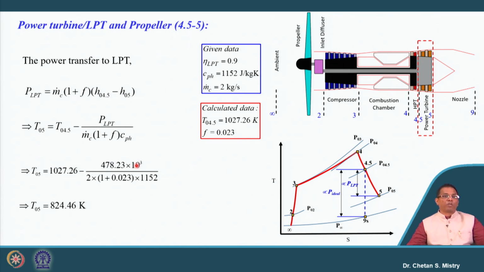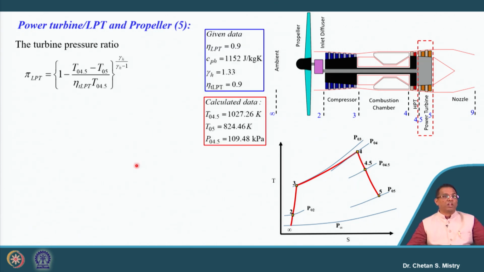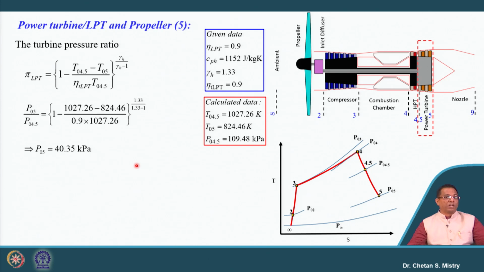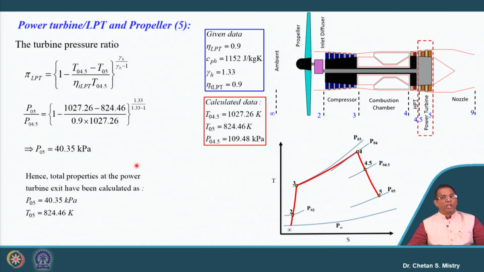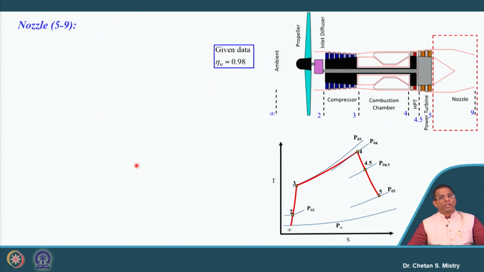Similarly, we can calculate what will be the pressure. This pressure, as we have discussed earlier, can be correlated in terms of pressure ratio and our adiabatic efficiency. The efficiency for LP turbine is given as 90%. So let's put that number. It says my pressure is coming 40.35 kilopascal. So this will be the pressure with which flow will be coming out from the HP turbine. Okay. Now let's look at the next parameter.